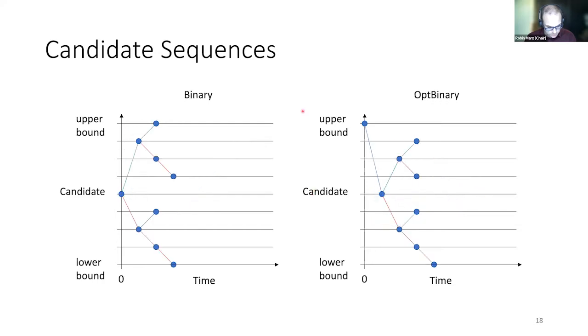Then we consider a binary sequence that starts with a middle candidate, and here it makes sense to wait for the result of the probe. If the probe was successful, we continue with the upper half. If the probe failed, we continue with the lower half. The optimistic binary is a variant of the binary where we again start with the largest candidate and continue afterward as a binary sequence.